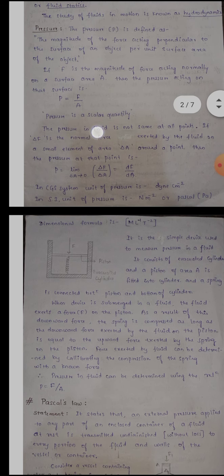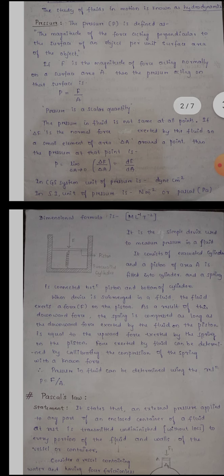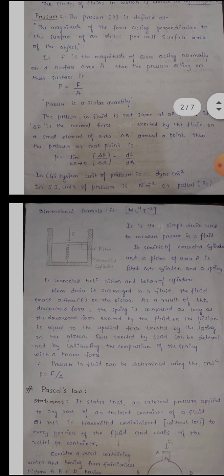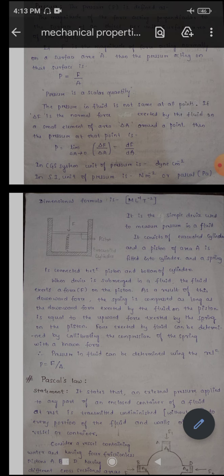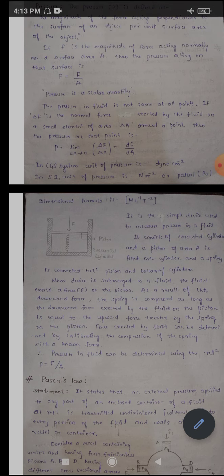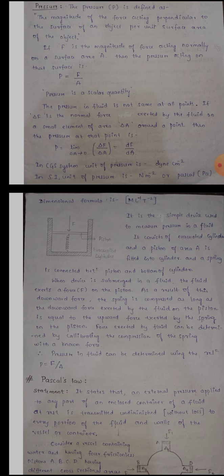The pressure in fluids is not the same at all points. As we have seen, the pressure applied on any object is not the same at all points of that object. So consider delta F as the normal force exerted by the fluid on a small element of area delta A. We have considered a delta A amount of area of any object, and delta F is the amount of force applied on that delta A.